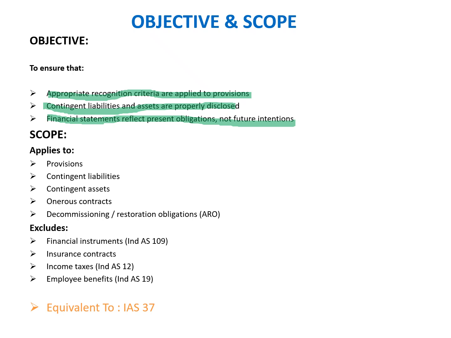And if we'll look at the scope, so it applies to provisions, it applies to contingent liability, it applies to contingent contracts, it applies to onerous contract, and it also applies to decommissioning and restoration obligation, which is ARO. But it excludes the financial instrument which is being covered under IND AS 109, insurance contract 117, income taxes IND AS 12, and employee benefit IND AS 90. And this inclusion and the exclusion within the scope and the objective is absolutely aligned with IAS 37. We'll move to the next slide and look at some of the key definitions.